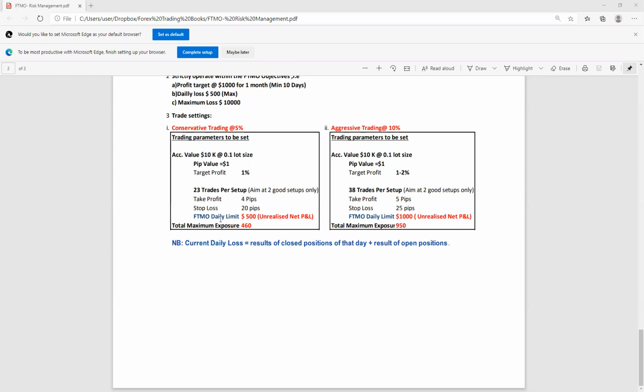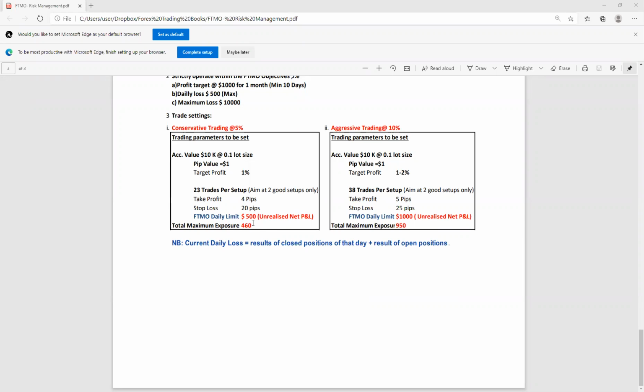Now, when you look at the daily limit of 500 in realized net profit or loss, consider the total maximum exposure that these 23 trades would give you. For the stop loss, we go for 20 pips, not 5. And if it goes against you, don't move the stop loss, for heaven's sake. Let them be. If for any reason it retraces all the way to the 20 pips, let it take the losses, because it will prevent you from hitting the 500. The maximum it can do is 460.